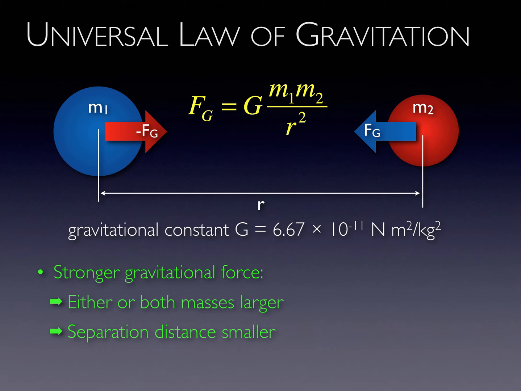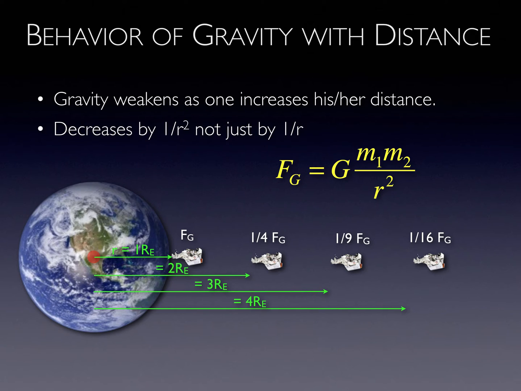The gravitational constant G is a proportionality constant that has been determined experimentally to have the value shown. This law of gravitation is an example of what are collectively known as inverse square laws. The force weakens inversely as the square of the distance. This is how it works.